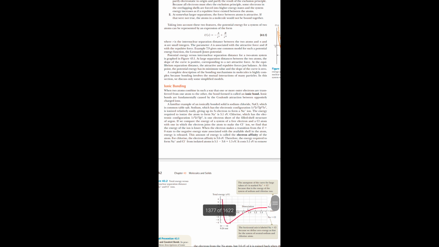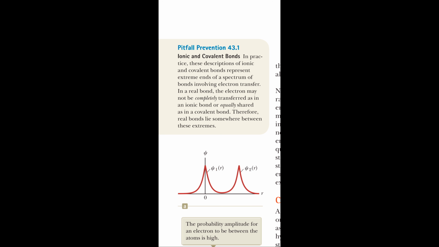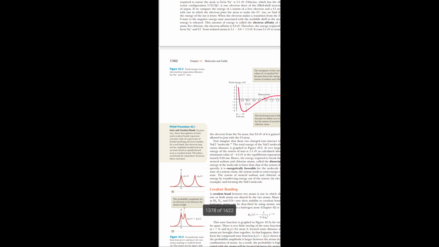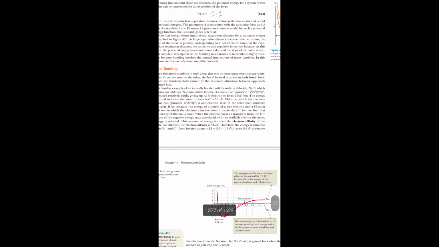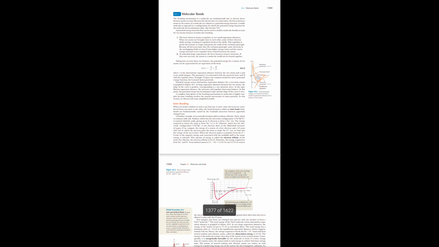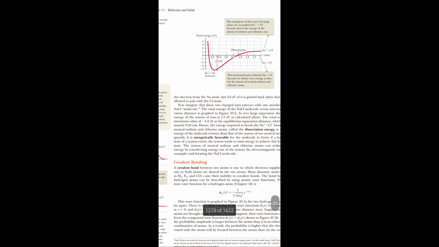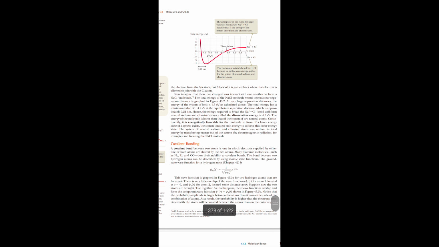Those are always interesting. Ionic and covalent bonds. In practice, these descriptions of ionic and covalent bonds represent extreme ends of the spectrum of bonds involving electron transfer. In a real bond, the electron may not be completely transferred, as in an ionic bond, or equally shared, as in a covalent bond. Therefore, real bonds lie somewhere between these extremes. So there's ionic bonds and covalent bonds. I don't think I saw covalent bond mentioned anywhere here. Is it here? Oh, here it is.